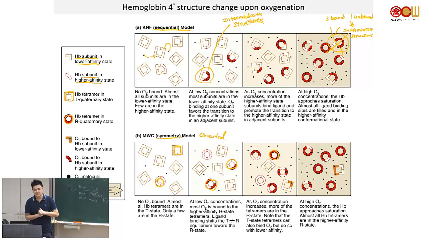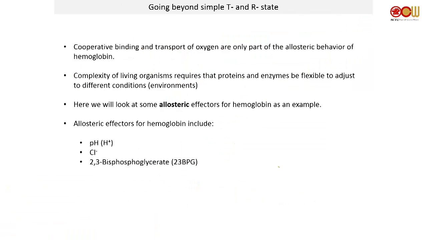The real mechanism is a combination of both, because we cannot explain it with only one model. So we have to explain hemoglobin using both models. Going beyond the simple T and R state, it turns out hemoglobin is this really, really amazing protein. It has all sorts of other stuff.